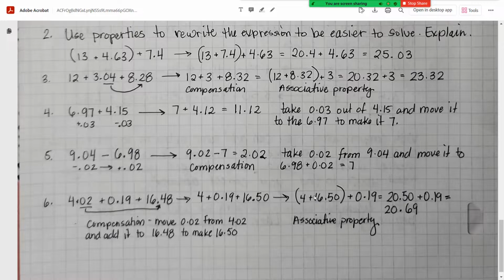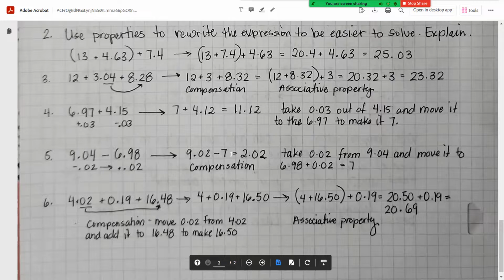Number 5 says 9 and 4/100 minus 6 and 98/100. So I'm going to move 2/100 from the 9 and 4/100, and I'm going to move it over to the 6 and 98/100 to make it 7 whole. So now my numbers are going to be 9 and 2/100 minus 7, which is going to leave me with 2 and 2/100. So I used compensation to move a certain amount from one of my numbers into the other to make it a whole number. And then I was able to solve my question.